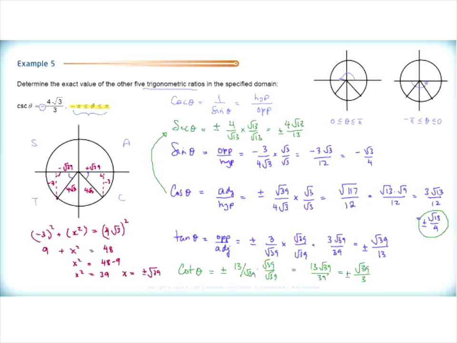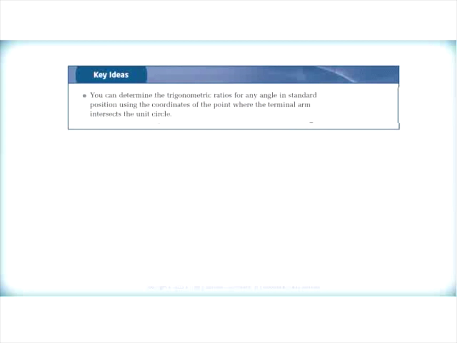Okay, that was fairly lengthy, no question. Nice question, though. Okay, summary again, key ideas. You can determine trig ratios for any angle in standard position using the coordinates of a point where the terminal arm intersects the unit circle. And that's exactly what we did in that lesson. And that ends the lesson.